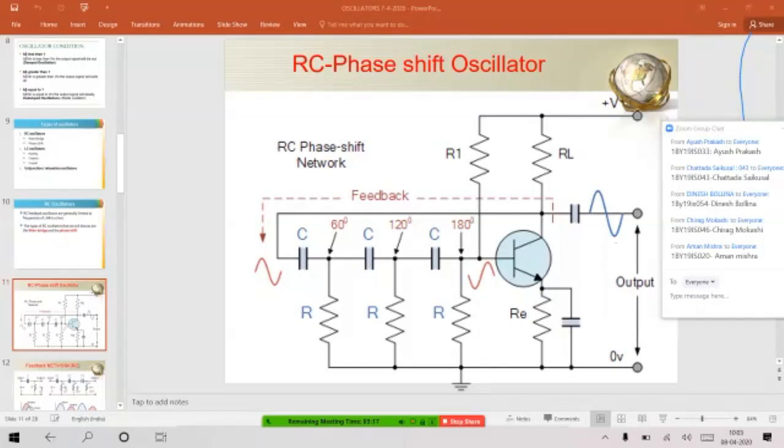The same RC sections I have shown here are the components responsible for generating the signal frequency. Why? Because the capacitor charges and discharges through these resistors. That charging and discharging wave, we have seen in a rectifier with filter, so a similar kind of reaction happens here. Finally, by tuning the resistor or capacitor values, you will be able to generate a signal of this nature.